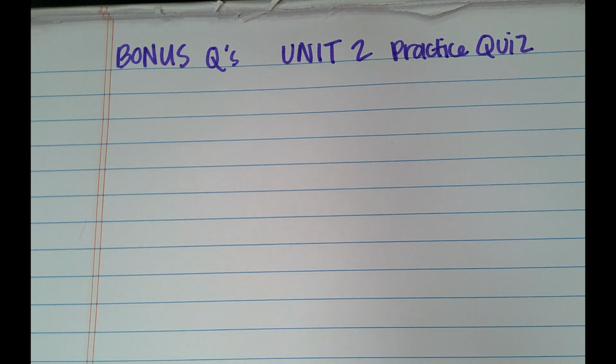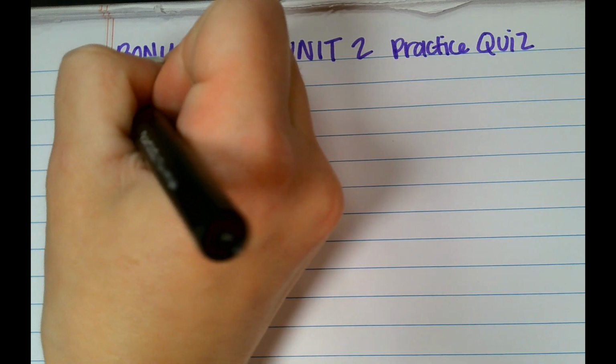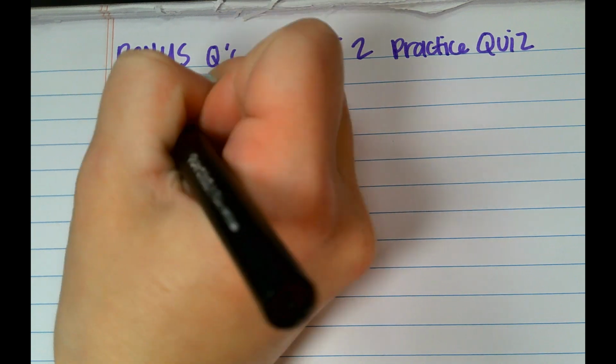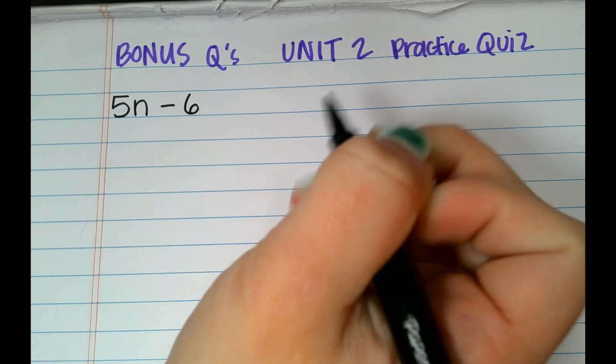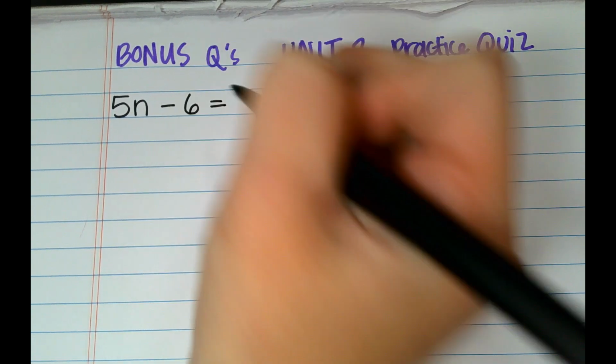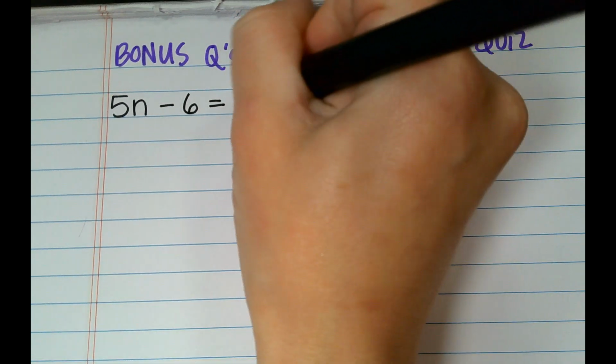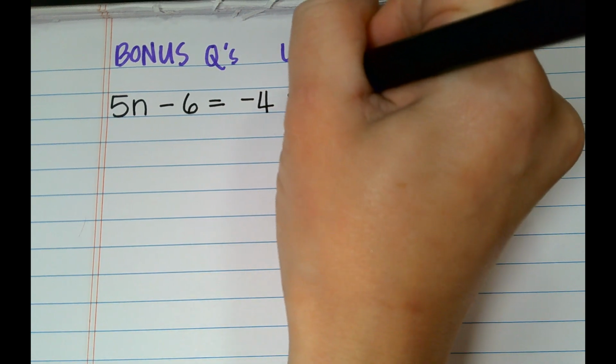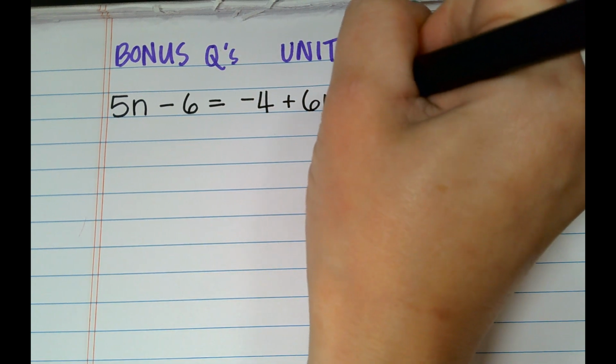Okay, and the first bonus question is 5n minus 6 equals -4 plus 6n.